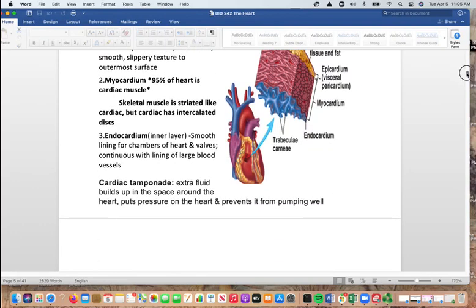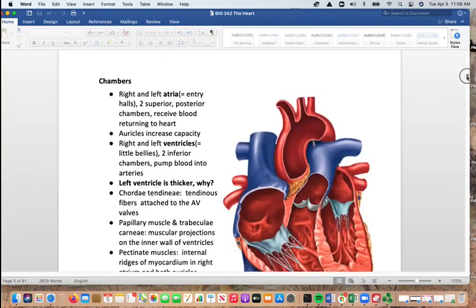Cardiac tamponade is a condition when you have external fluid that will build up in the space around the heart. The problem with this is it can put pressure on the heart and prevent the pump from functioning normally.